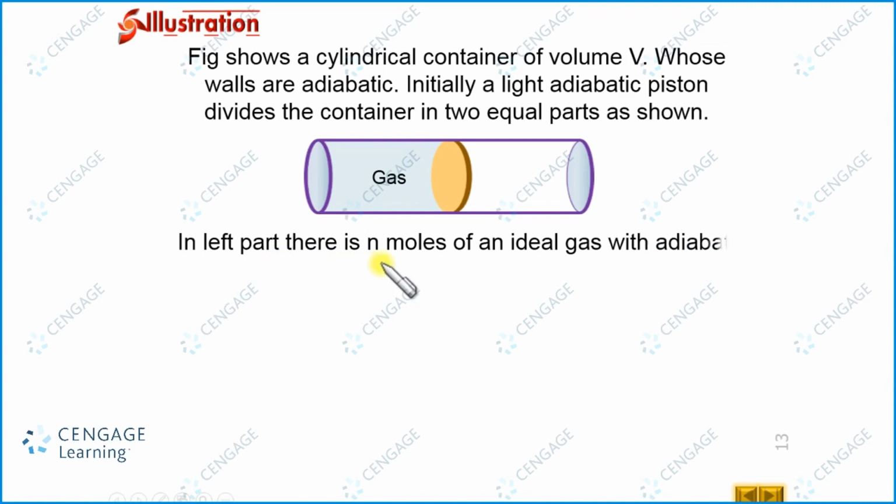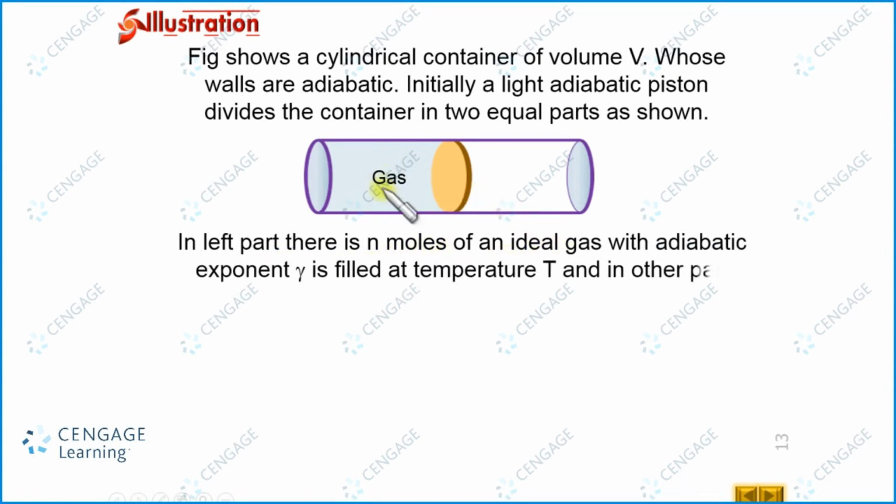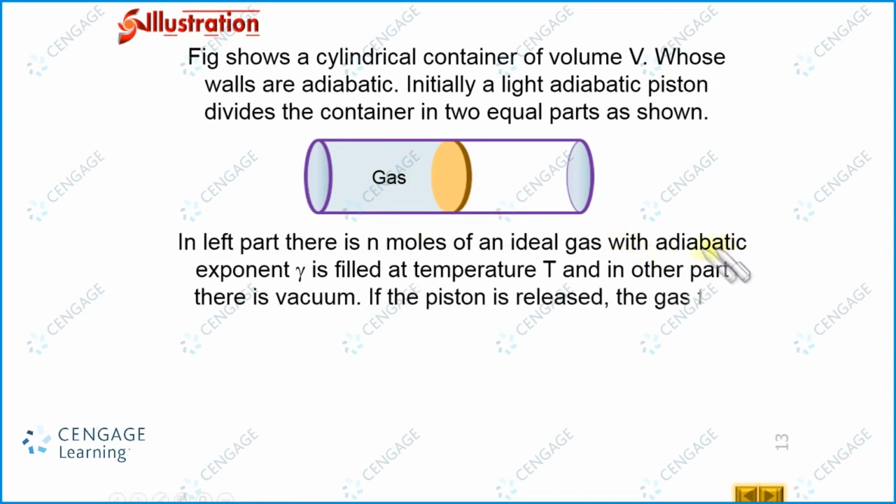In the left part, there is n mole of an ideal gas with adiabatic exponent gamma and filled at temperature capital T. And in the other part, there is vacuum, there is no gas. If the piston is released, the gas fills the whole container uniformly. If we release the system, this piston starts moving in the right direction and comes to the extreme position of this cylinder and fills the container uniformly.